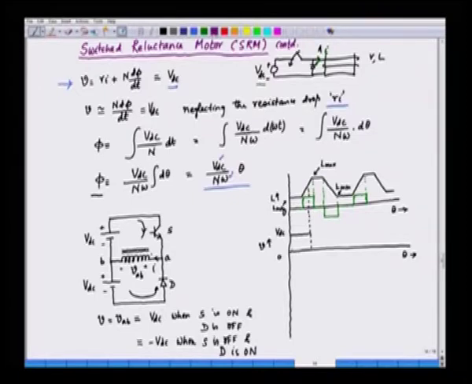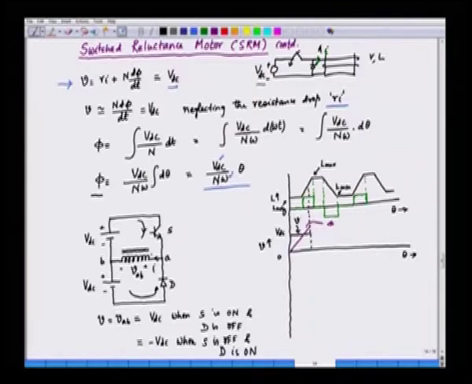So, what is the flux? The flux will rise like this. So, this is the flux waveform phi, and here we have the voltage, that is V.